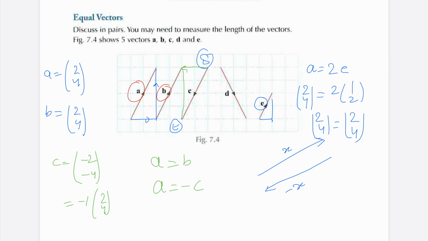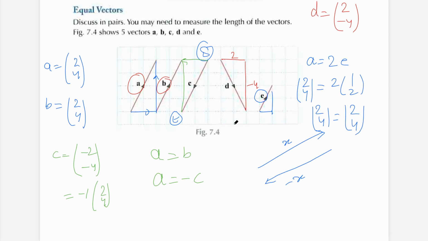and you see it results as equal vectors. Now D is very different. Although it has the same length, X is 2 and Y is -4. So D is (2, -4). The base vectors are not the same. They may have the same magnitude, but for them to be equal vectors, the direction should also be the same.